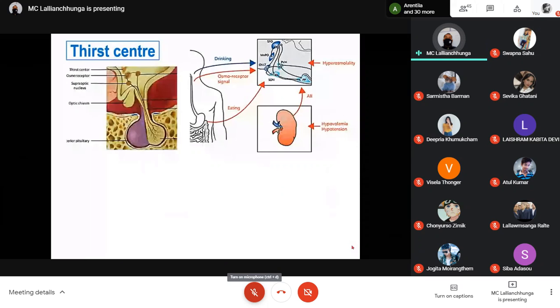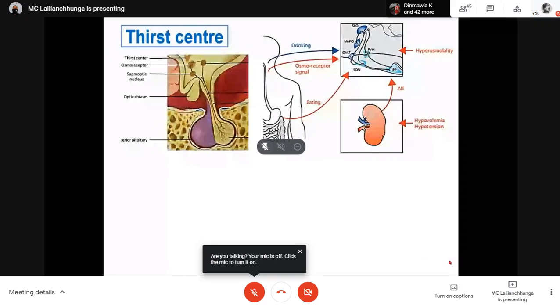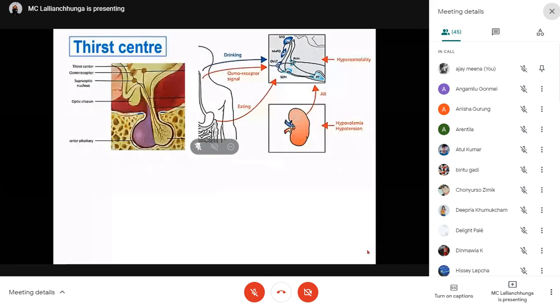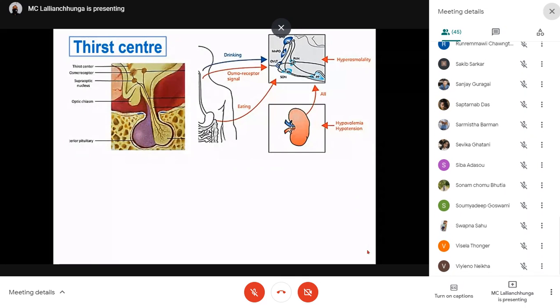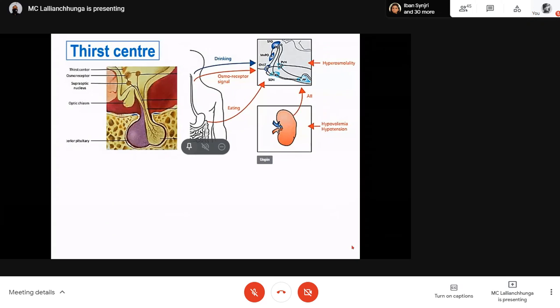Okay, so today we'll talk about the thirst center. The first one is thirst centers, thirst satiation. We'll discuss it. Actually, the mechanism of thirst is very complicated because there are some theories which suggest that this is causing thirst and this is the satiation. But there is no clear-cut evidence, or we can say there are so many theories. So you have to remember that one.